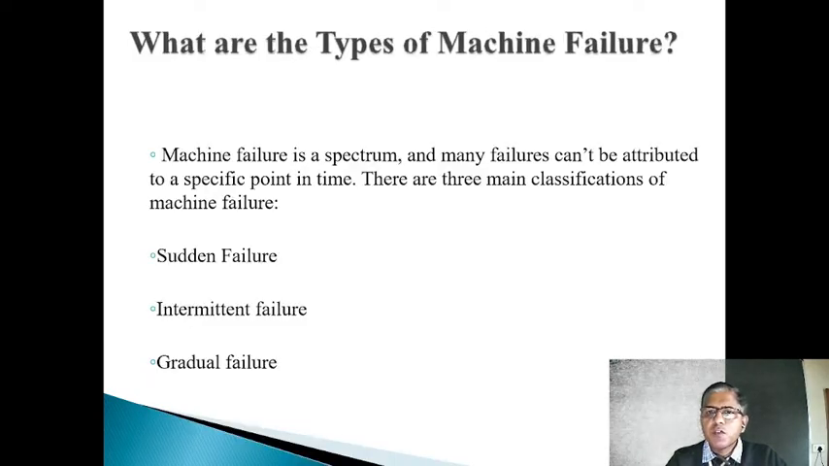Now, what are the types of machine failures? So basically, there are three types of failures. First is sudden failure, intermittent failure, and gradual failure.